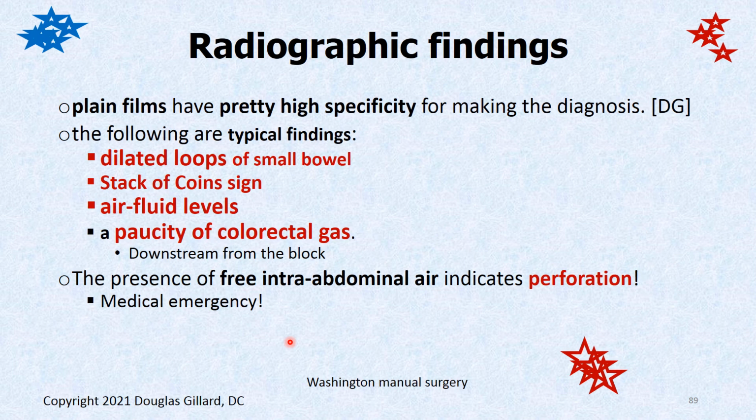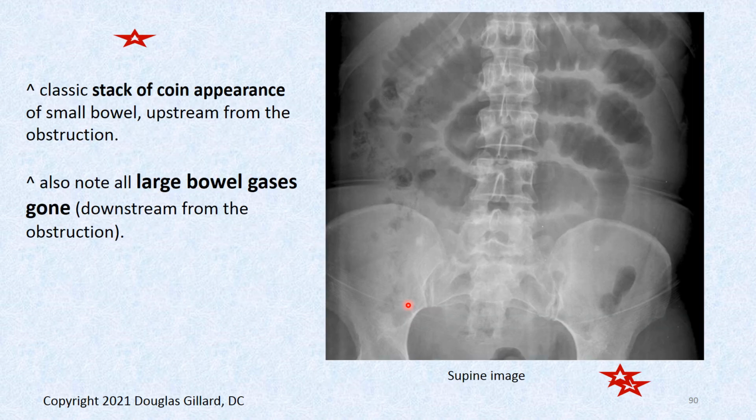What about radiographic findings? We've talked about this. You can see loops of small bowel upstream from the beaver dam. If the patient, I believe they have to be standing to see the stack of coin appearance, but you can certainly see a lot of gas in the intestines, and then there will be a lack of gas downstream from the blockage. If you see the presence of free intra-abdominal air that's outside of the intestines, that indicates perforation. I'm not going to get that deep.